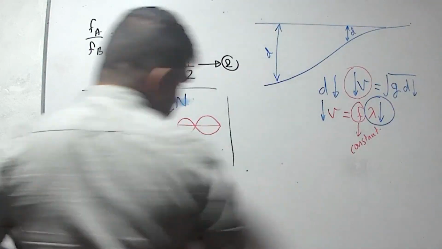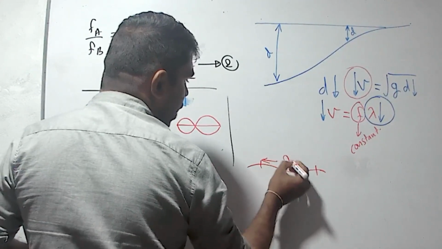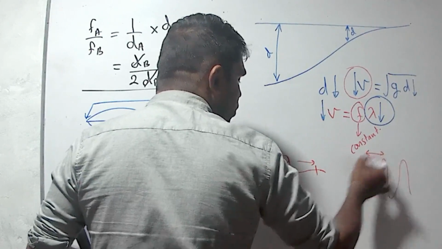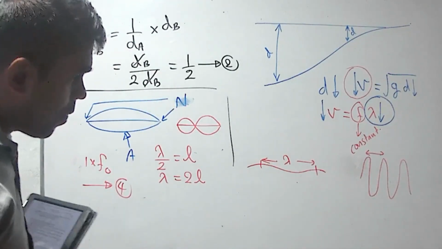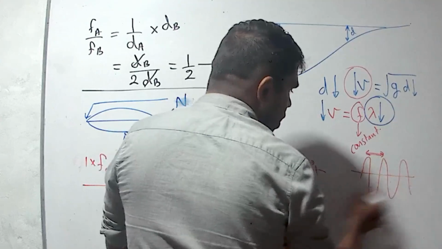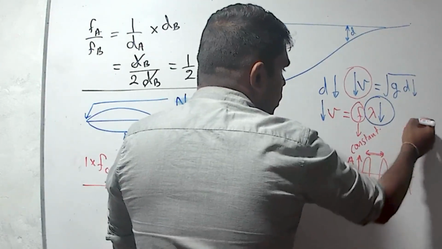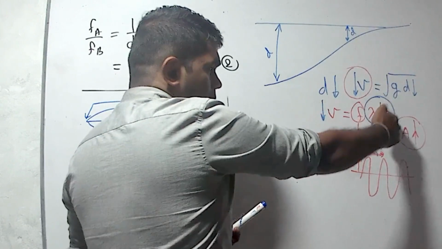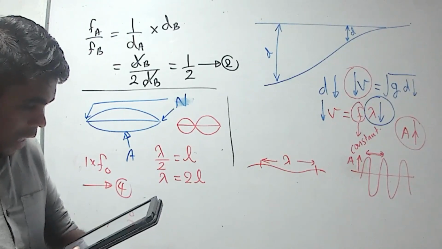Now we have to consider the wave shape. In this one, the wavelength is a large value. In this one, the wavelength is a small value. Now we can get, when the wavelength is decreasing, the wave is like this. It means there is a high amplitude. Then the amplitude increases. Velocity decreases, wavelength decreases, and amplitude increases. Then the answer should be 2.